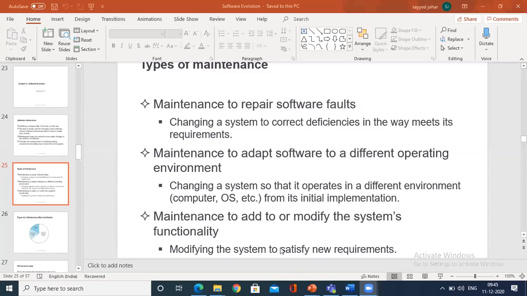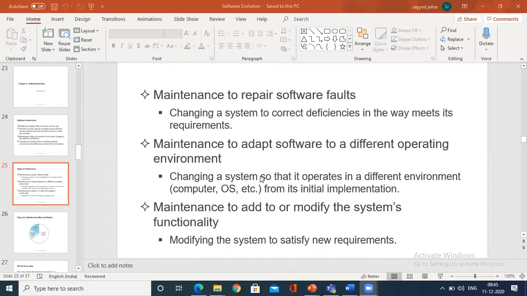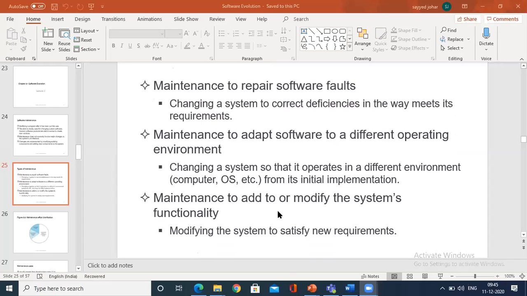So next, third is functionality addition. This maintenance is to add some functionality. This type of maintenance is used when the system requirements change in response to the business, right? Some sort of additional features has to be added. That time this type of functionality addition is used to add or modify the system functionality. Okay.